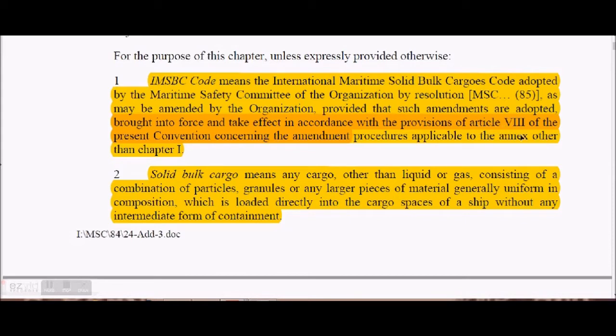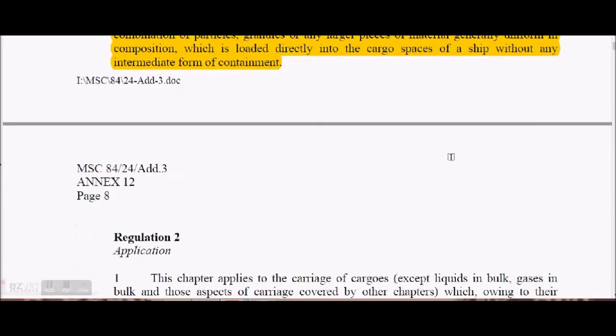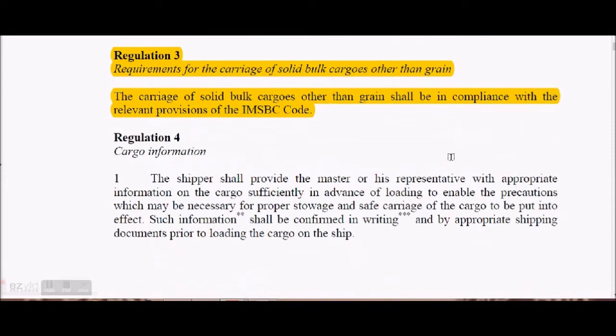So here, Regulation 3 is required for the carriage of solid bulk cargo other than grain, because for grain, the Grain Code is there. So that is what is written in IMSBC. The carriage of solid bulk cargo other than grain shall be in compliance with the relevant provisions of the IMSBC Code.